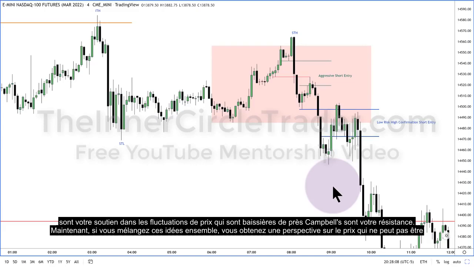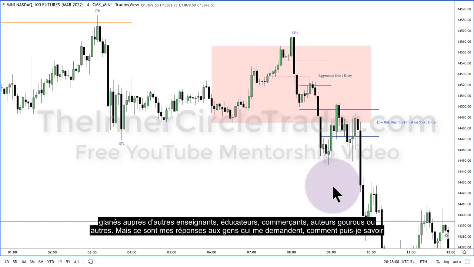Now, if you blend these ideas together, you get a perspective on price that cannot be gleaned from other teachers, educators, traders, authors, gurus, or whatever. But these are my responses to folks that ask me, how do I know what swing high and what swing low to use? As you can see, it's not a question that I can answer in one simple statement, this is what I'm doing.